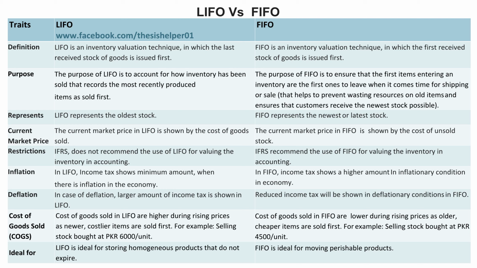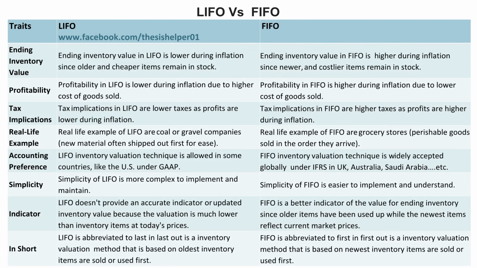LIFO is ideal for storing homogeneous products that do not expire, whereas FIFO is ideal for moving perishable products. Ending inventory value in LIFO is lower during inflation since older and cheaper items remain in stock, whereas ending inventory value in FIFO is higher during inflation since newer and costlier items remain in stock.